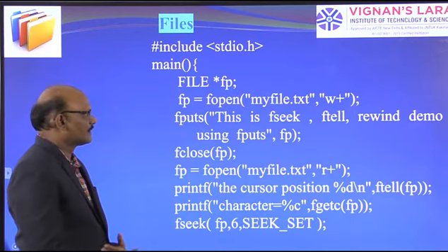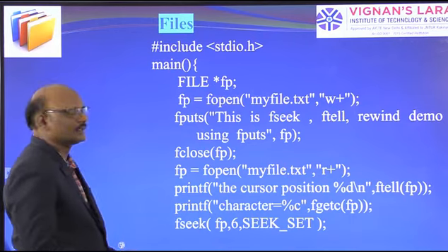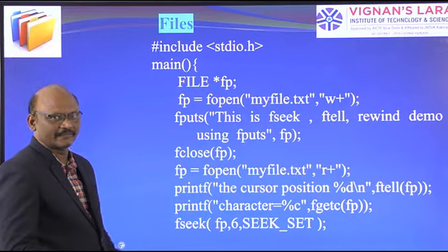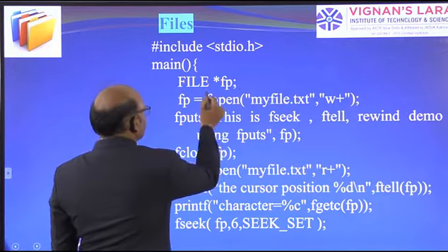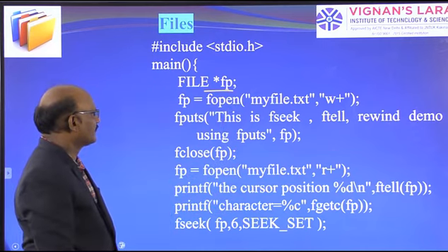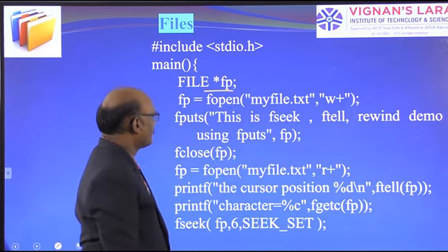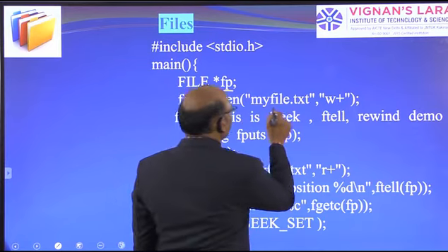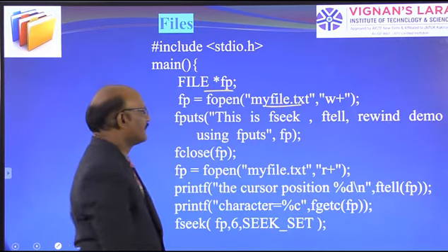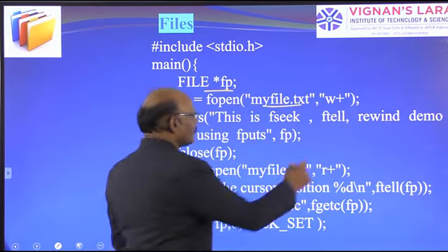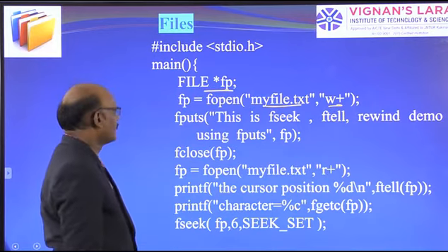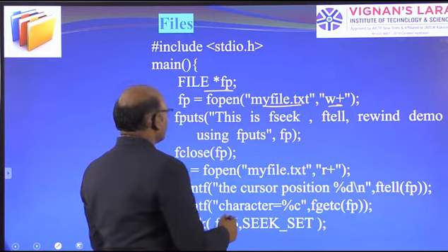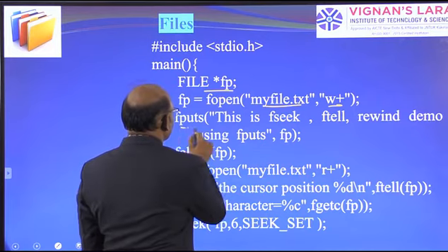So coming to the program, to demonstrate fseek, ftell and rewind. These are the random access IO functions. You see, first I am declaring a file pointer. Then with the help of the file pointer, I am opening the file myfile.txt in w+ mode. w+ means reading and writing, right? So in w+ mode, first I am using fputs.